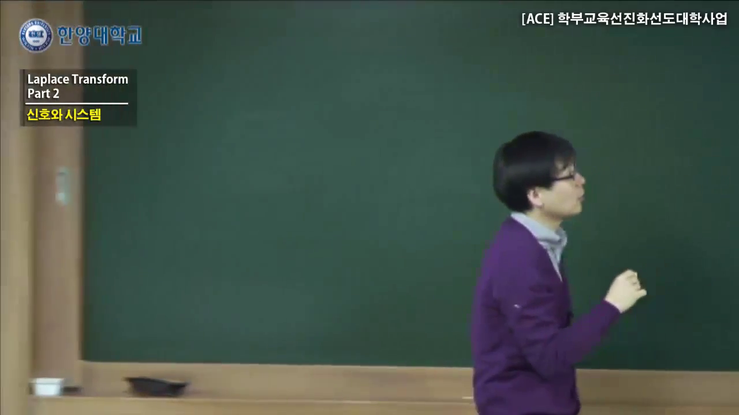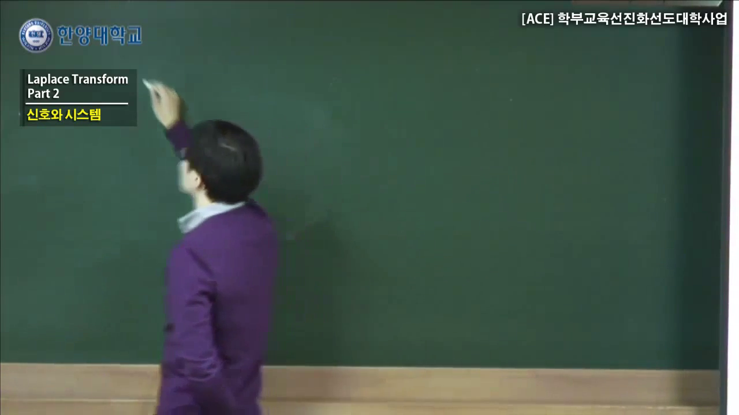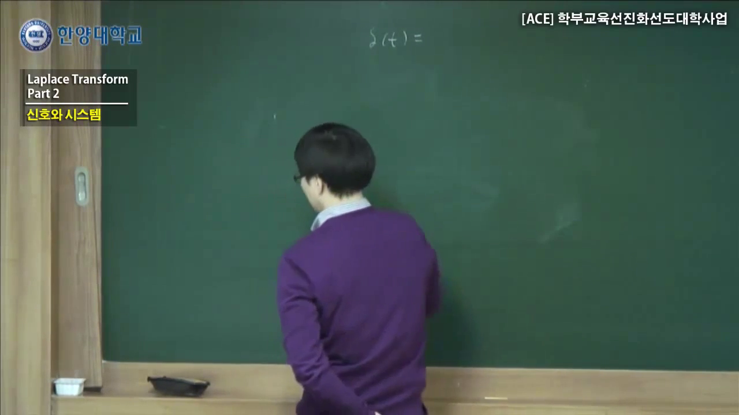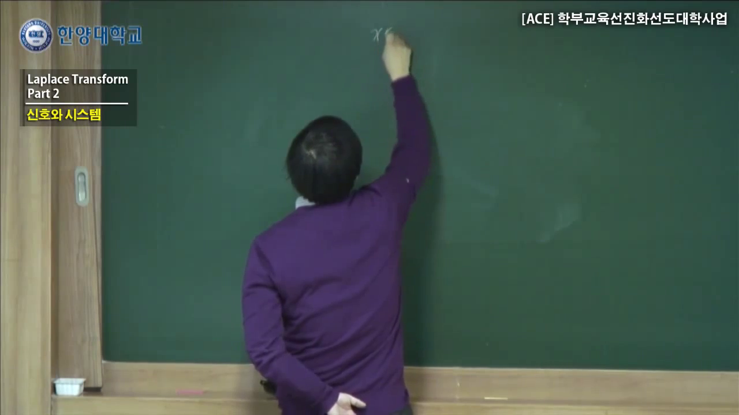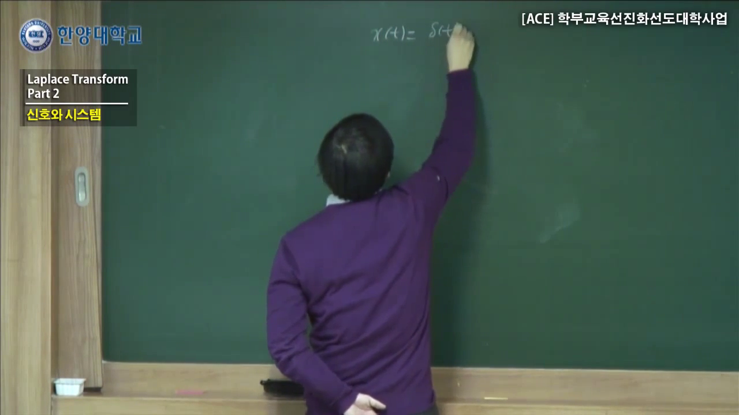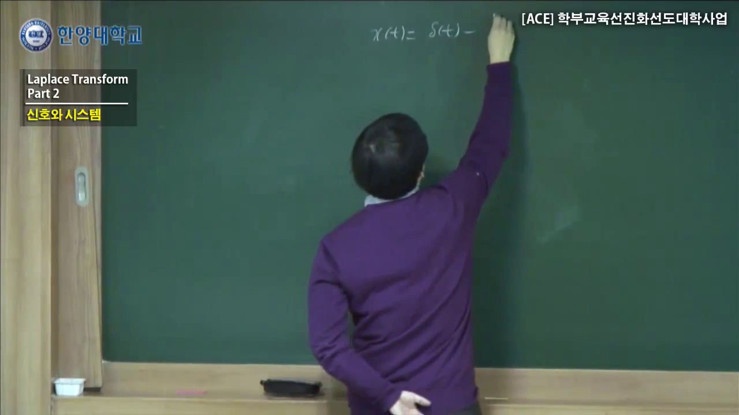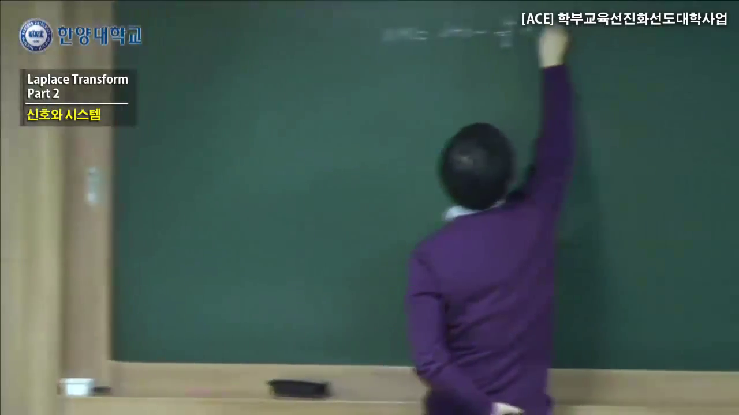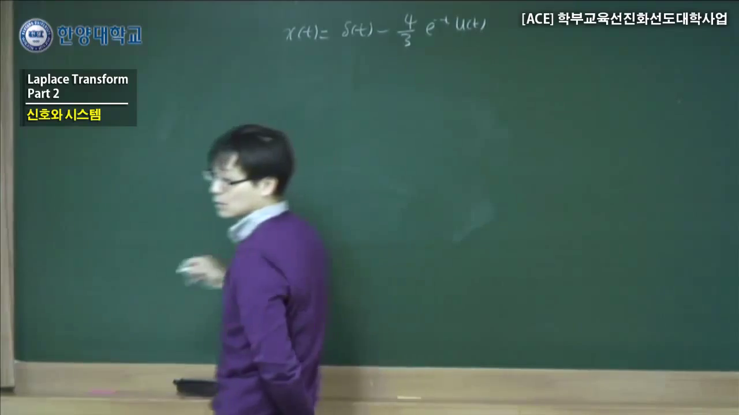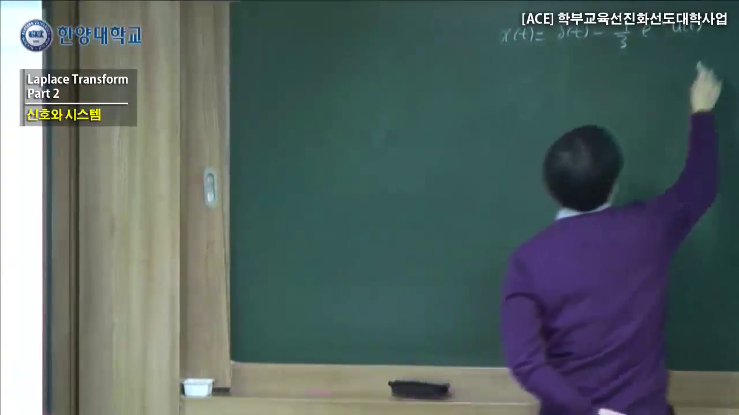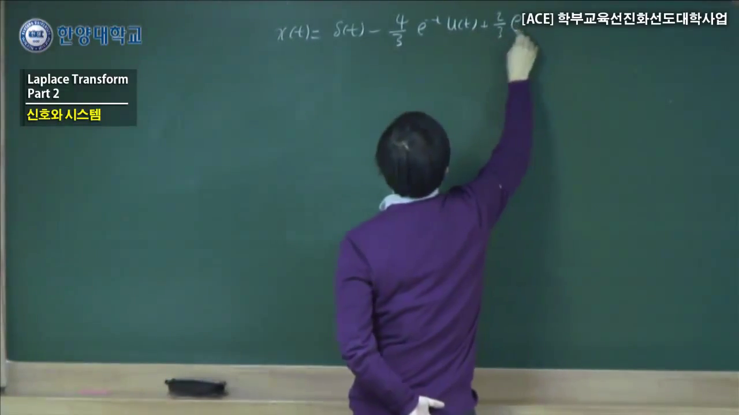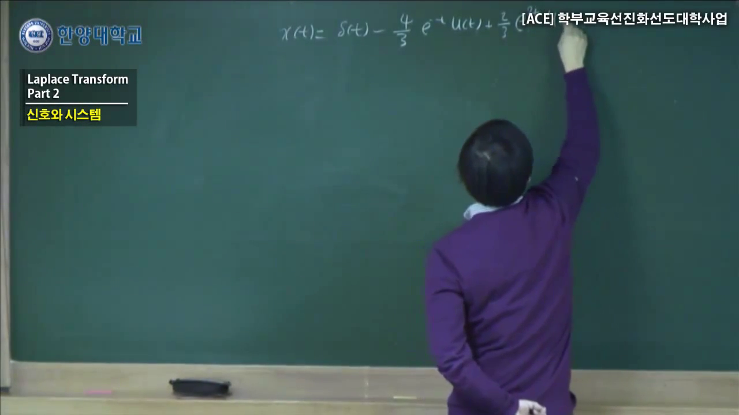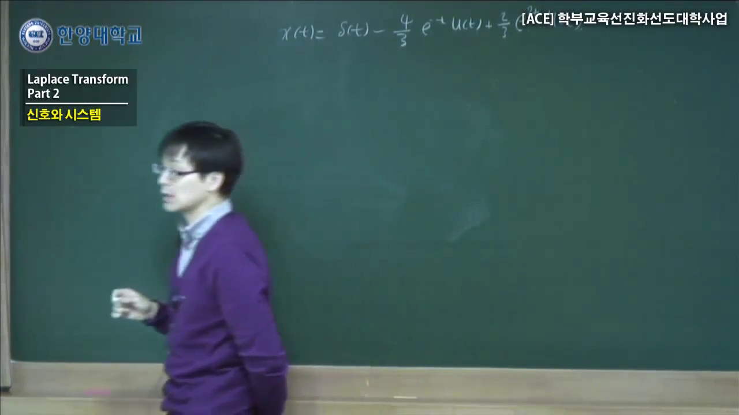Now, let's have another example, given like this. x(t) equals delta(t) minus 4/3 e^(-t) u(t). So let's have an example like this.